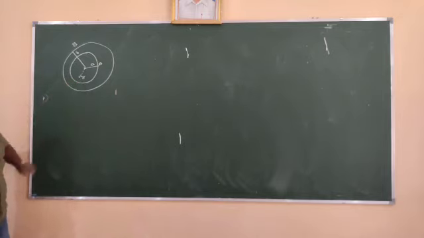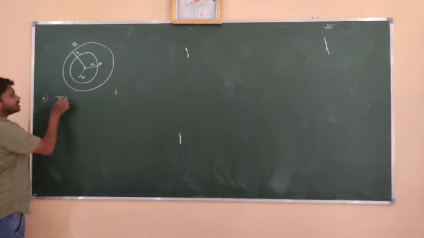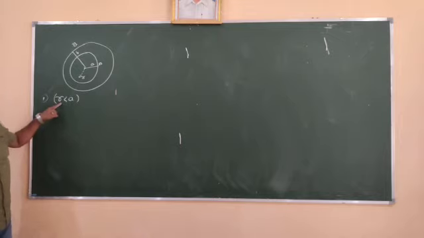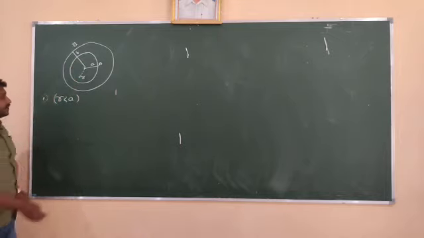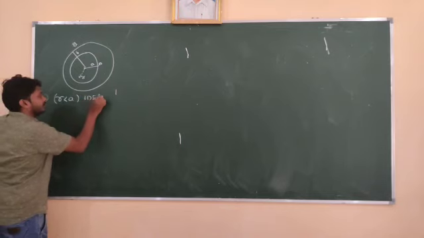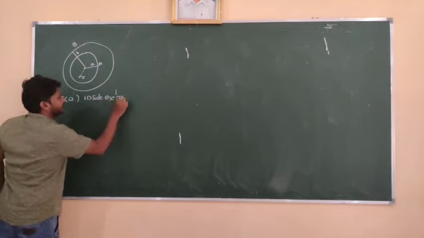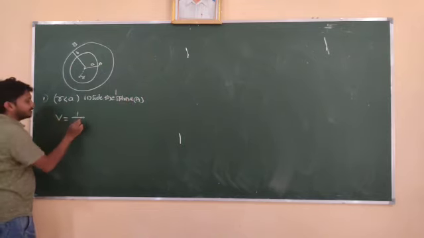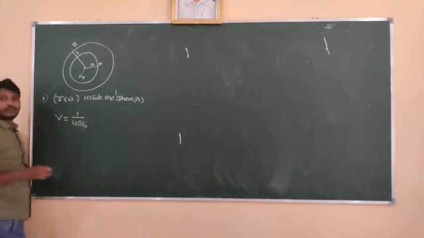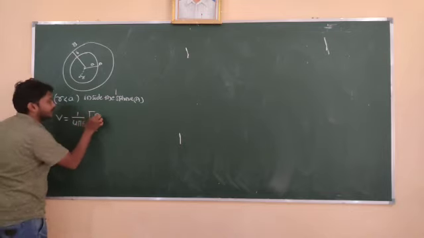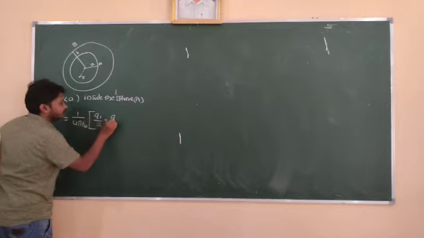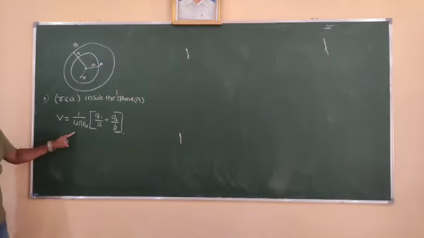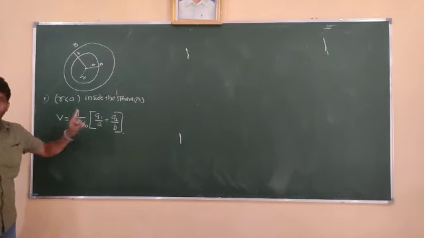Where is the location of r here? r is less than a. It means point r is present inside the first sphere, inside sphere A. Then the potential value at that point is V is equal to 1 by 4 pi epsilon naught, q1 by a plus q2 by b. So what is the potential value here? V is equal to 1 by 4 pi epsilon naught, q1 by a plus q2 by b.